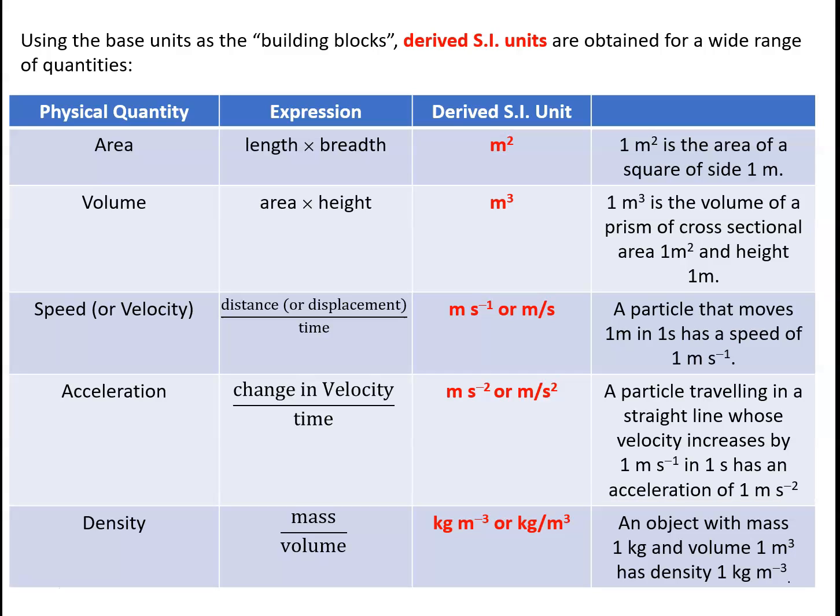And finally, density we know is mass divided by volume. So the unit of mass is kilograms, the unit of volume is meters cubed. So density has an SI unit of kilograms per meter cubed, or kilogram meter to the minus 3.